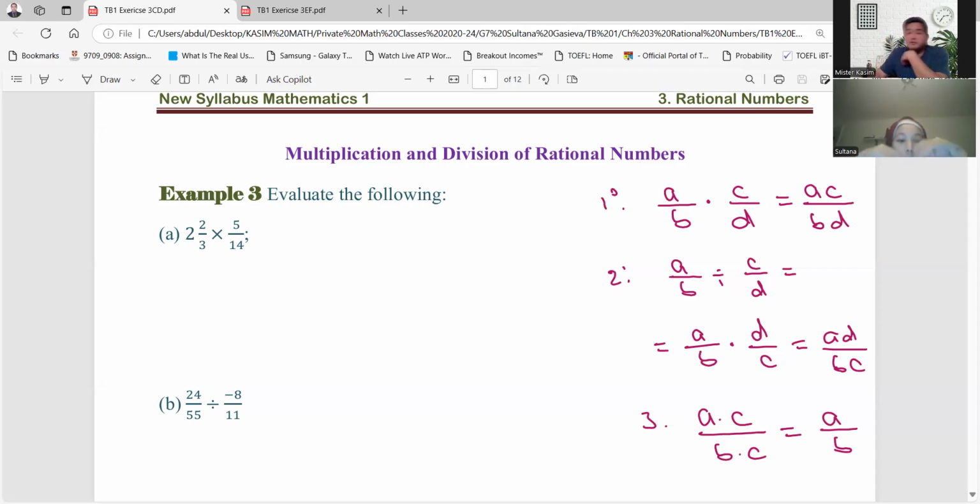And how about if we have to divide? First, you should change division into multiplication and flip the next fraction. It becomes multiplication again. Now we're going to practice these three rules: how to multiply two rational numbers, divide one rational number by another, and write your answer in the simplest form. Okay?